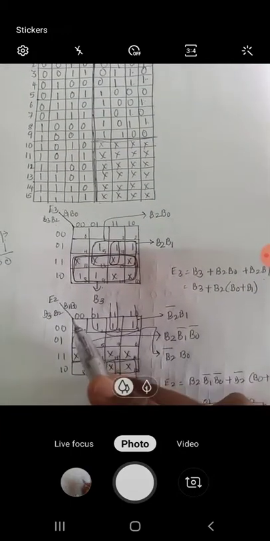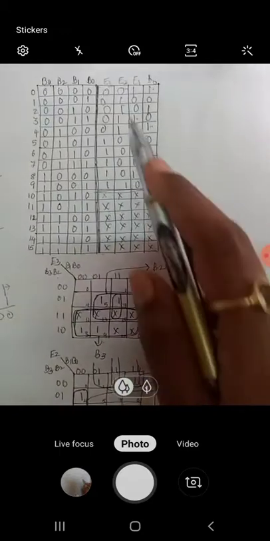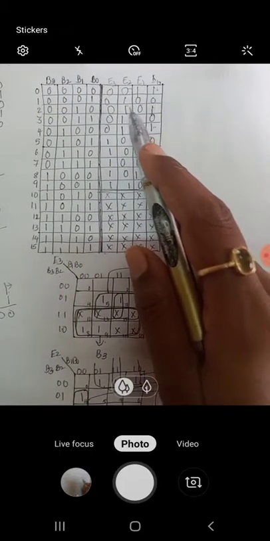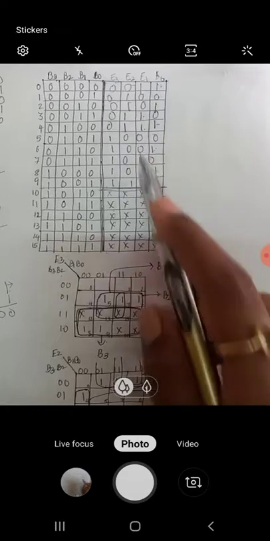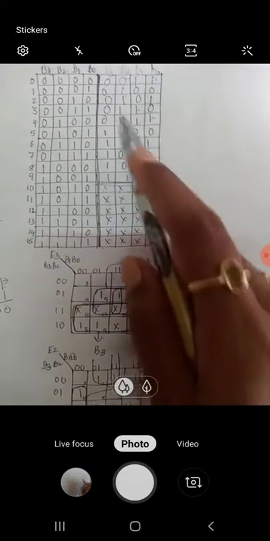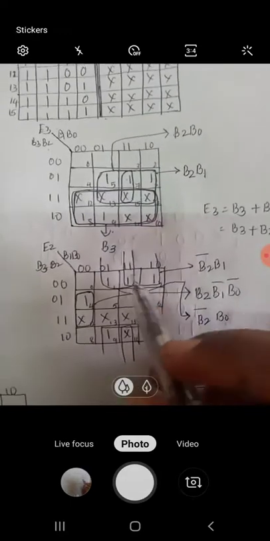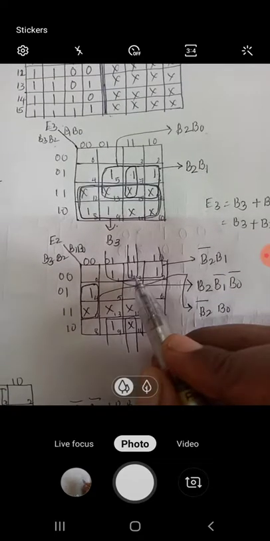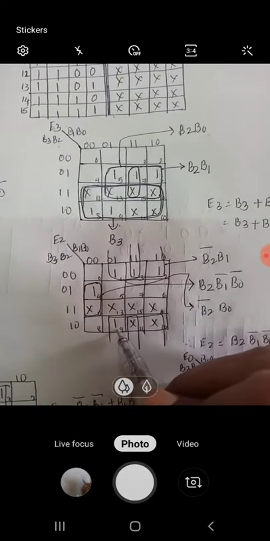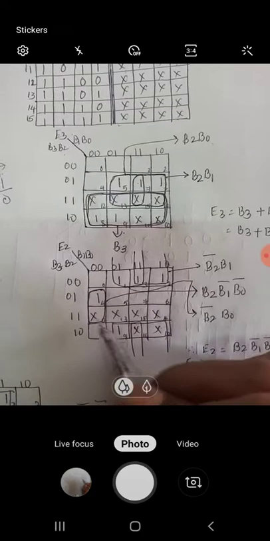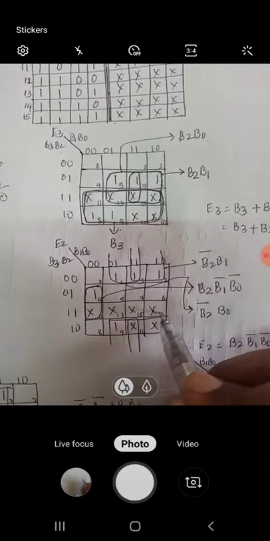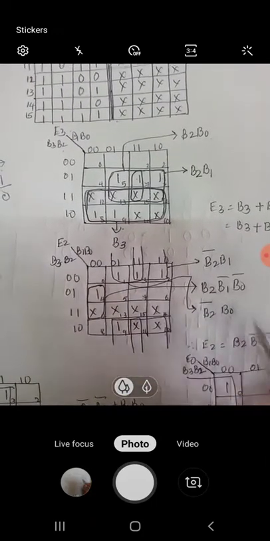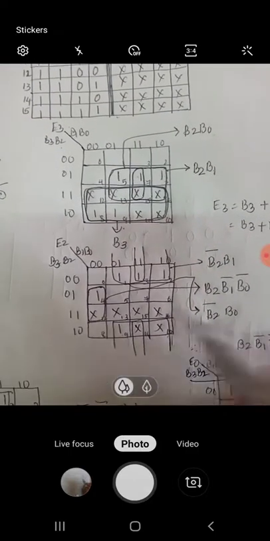Similarly, I have done it for output E2. So this is my output E2. It is 1 for 1, 2, 3, 4 and 9. So I have written 1 for 1, 2, 3, 4 and 9. And 10, 11, 12, 13, 14, 15 are don't care. Once I do the grouping, how do I do the grouping over here?